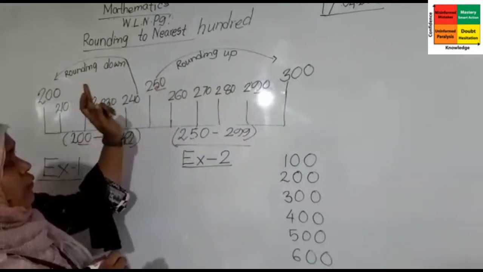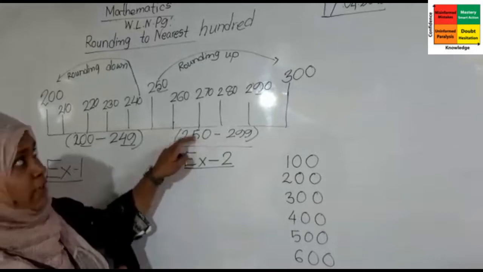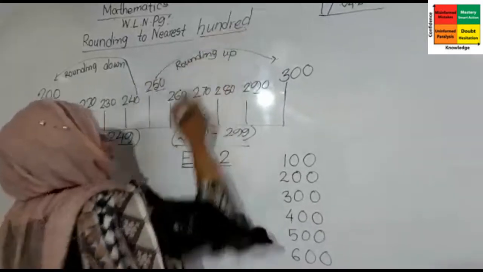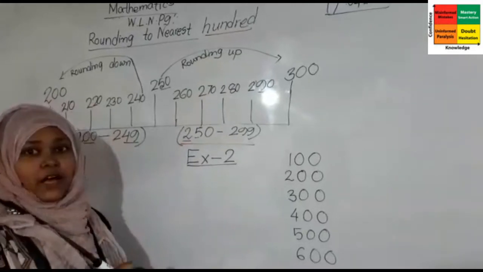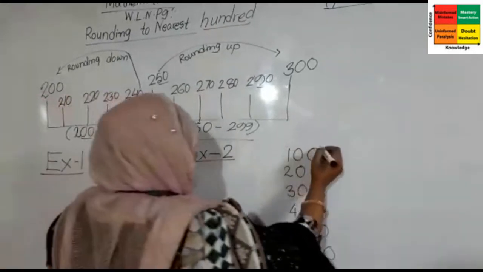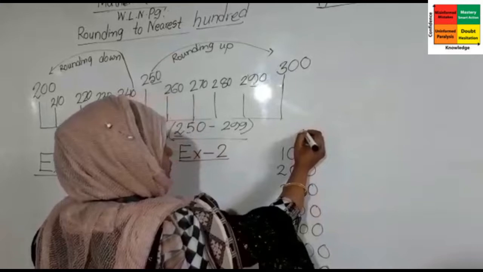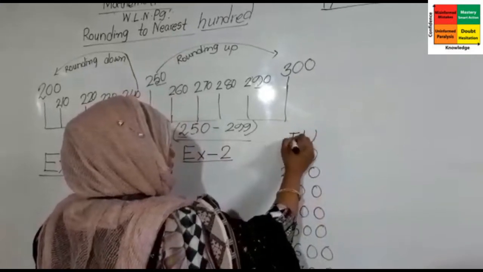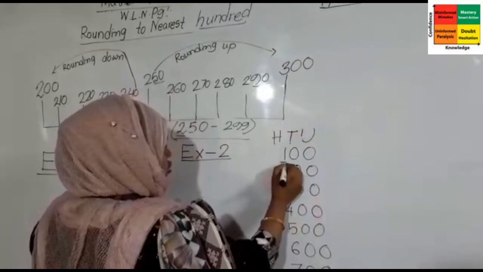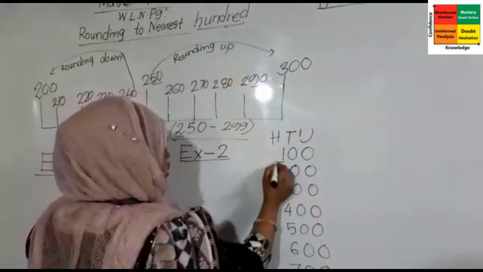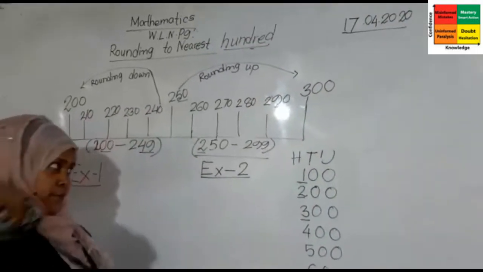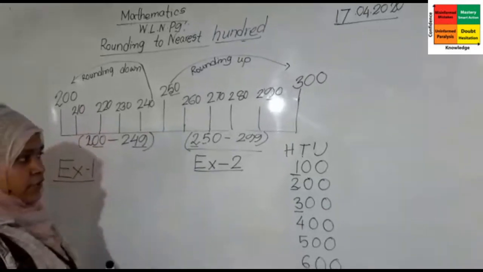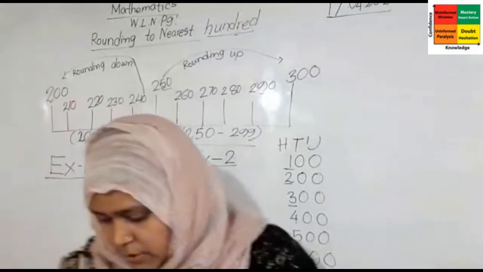In the previous one, we changed only the tens number, but as we are doing nearest 100, we have to change the hundreds place. So you can see, this is units, this is tens, and this is hundreds. In nearest 100, we are going to change the hundreds place only. Okay, so I'm giving you some examples following the book.